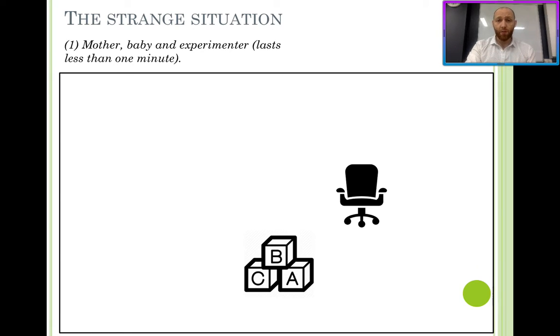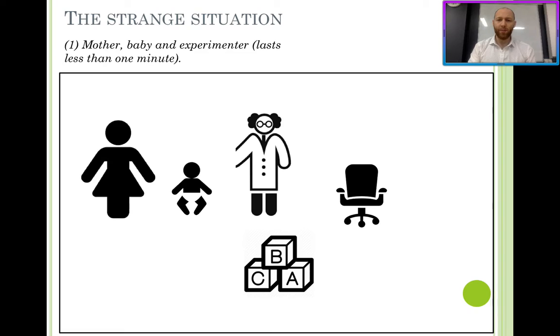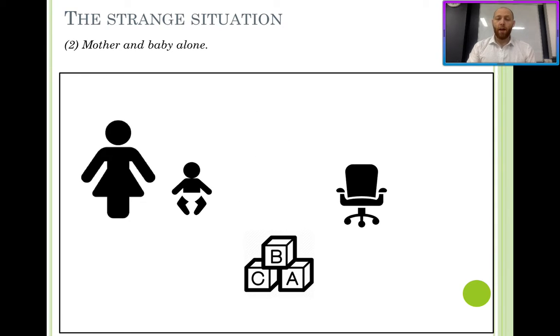The first step, the mother, baby and experimenter enter the room. This is the familiarization stage. After about a minute, the mother and baby are left alone and the baby is allowed to explore the room and play with the toys.